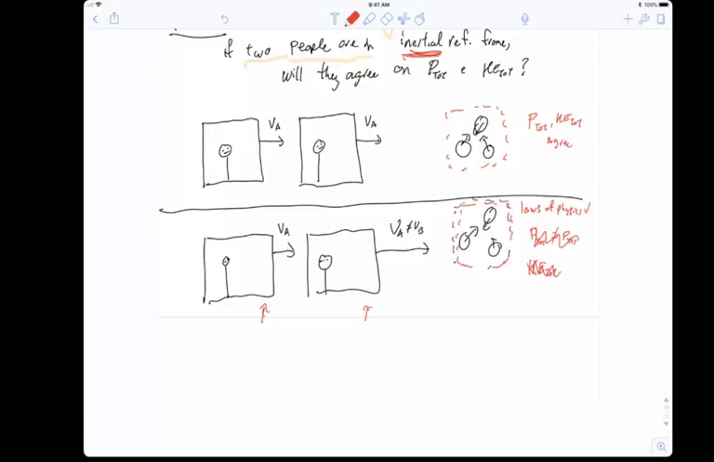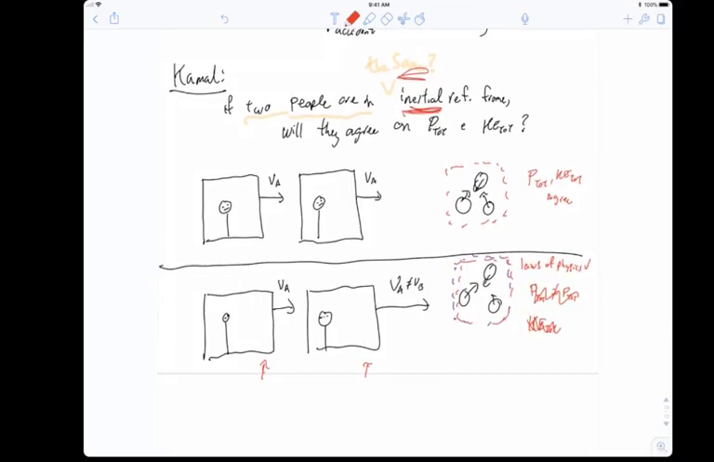So, to answer your question, Kamal, your question was very general. You said, if two people are in an inertial reference frame, will they agree on the total momentum and kinetic energy? If two people are in inertial reference frames, they'll both agree on what the laws of physics are. That momentum is conserved. That energy is conserved.